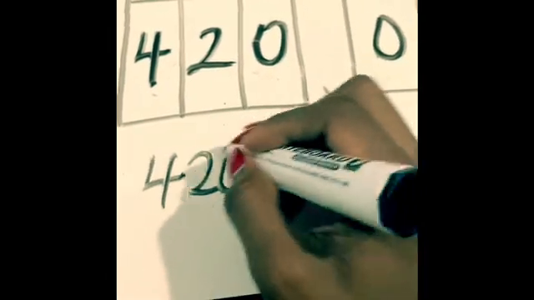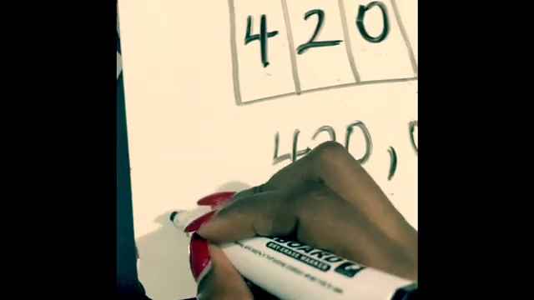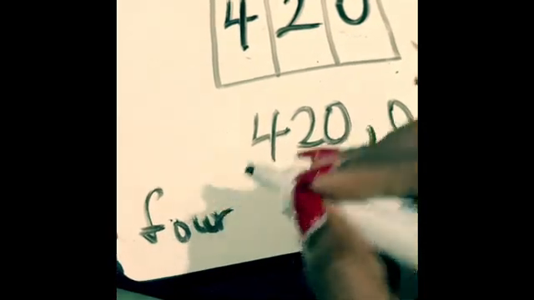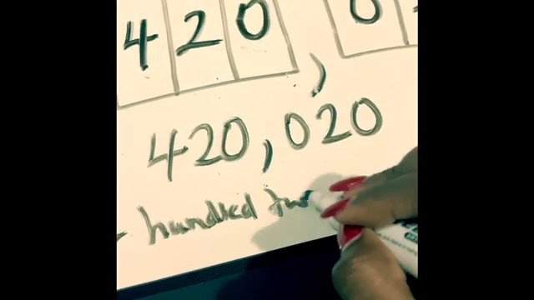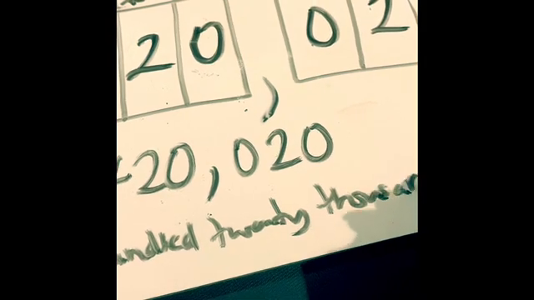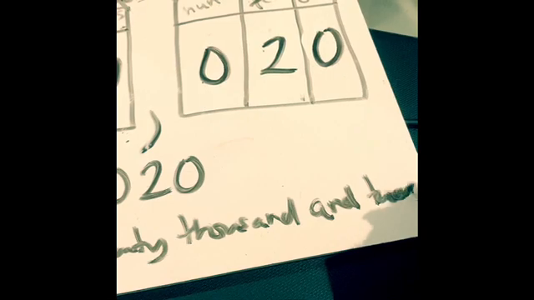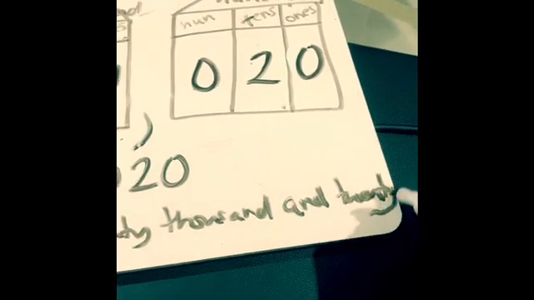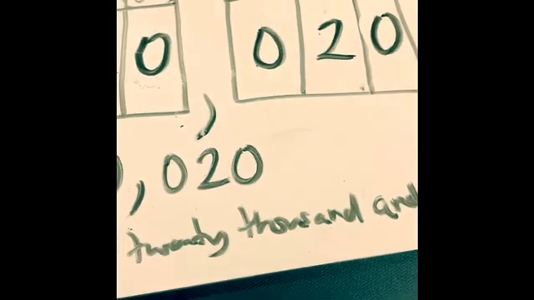And when I'm writing it down, I'm going to write it like 420, comma, and 20. And I can also write it in word form. 420,000 and 20, right? Okay, so that was a quick little revision.